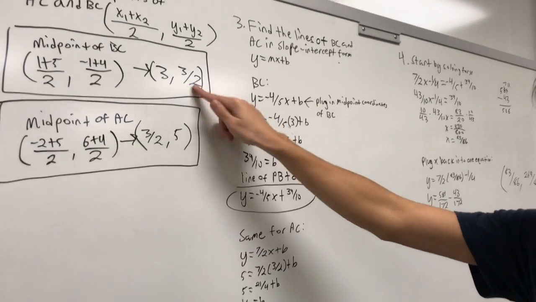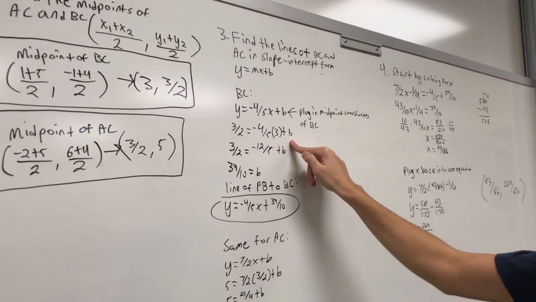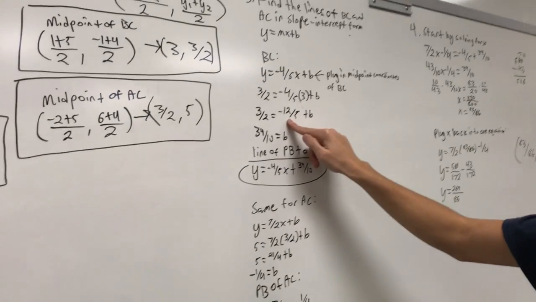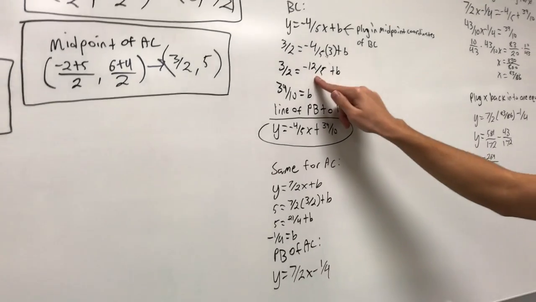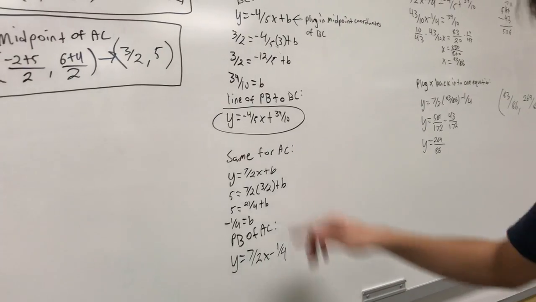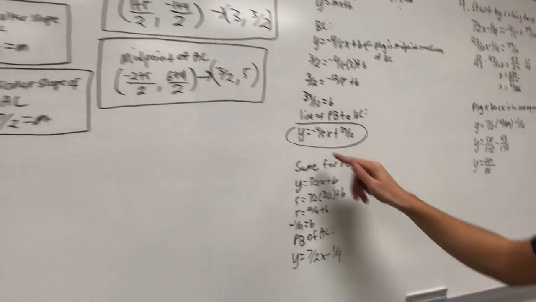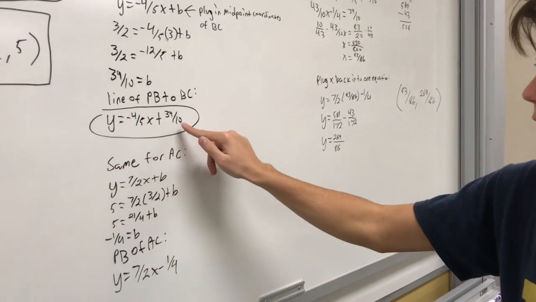So you end up getting 3 over 2 is equal to -4 over 5 times 3 plus b. That simplifies down to -12 over 5 plus b is equal to 3 over 2, and if you add that 12 over 5, you should get 39 over 10 is equal to b. So the line of your perpendicular bisector to BC is really just going to be y is equal to -4 over 5 x plus 39 over 10.